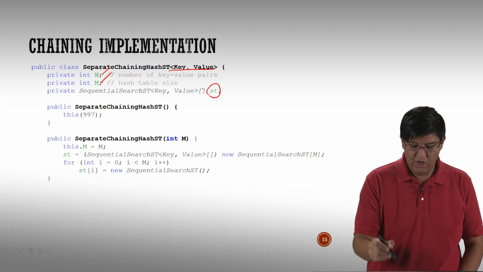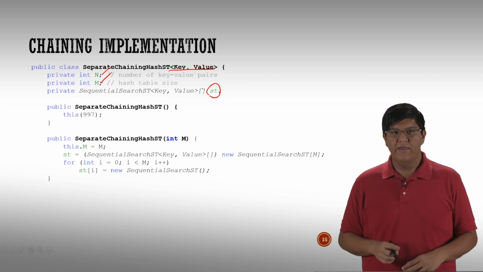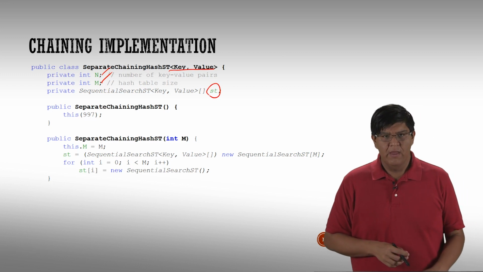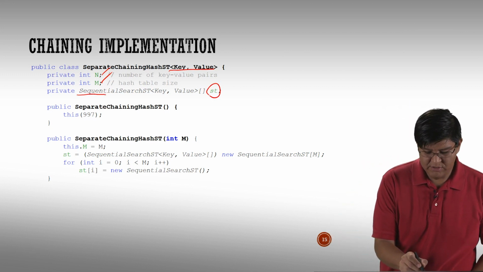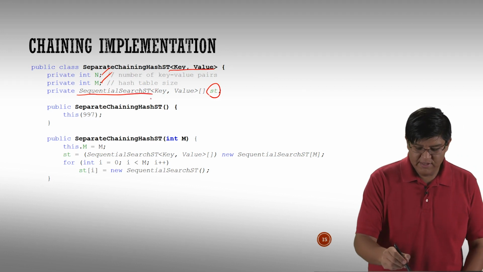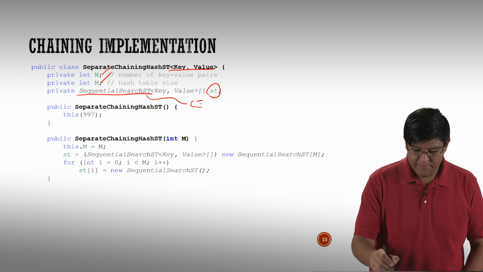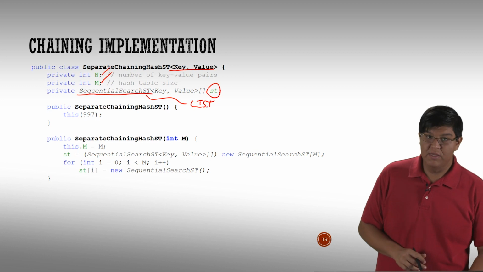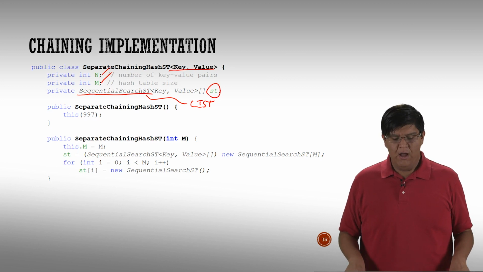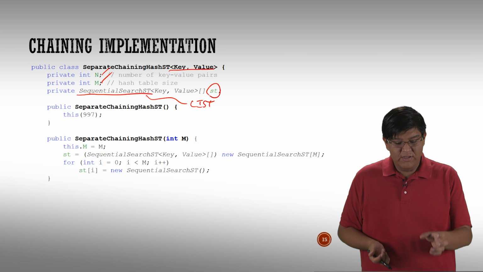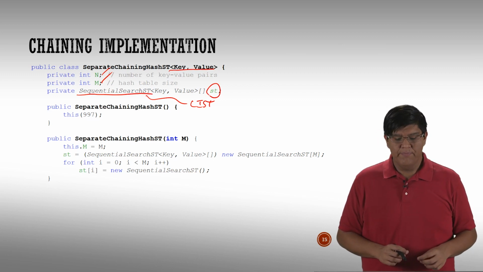ST is actually our array that holds all our different values in a chaining-based hash table. Now, one thing to note is that my types look a little bit odd. The type is SequentialSearchST. Basically, this is just a list. If you go back to the very first part of the course, where we introduced the idea of symbol tables, we talked about using lists and arrays to do it. That's basically reusing that. So this is kind of like a mini symbol table right here.